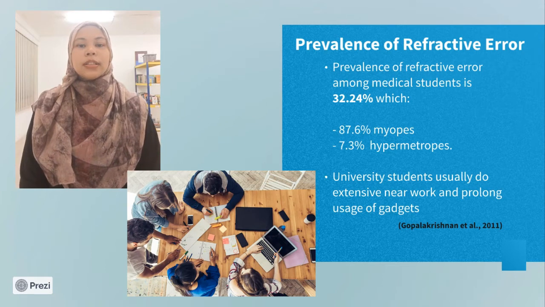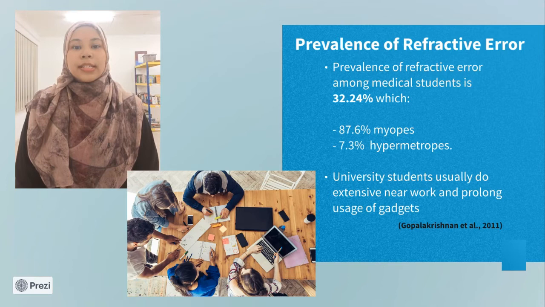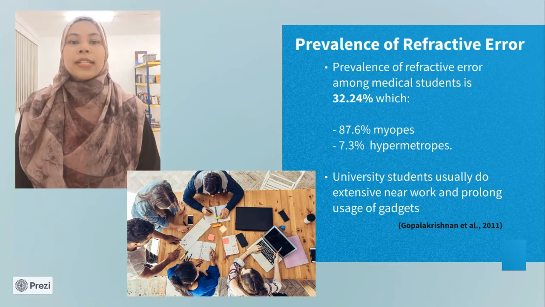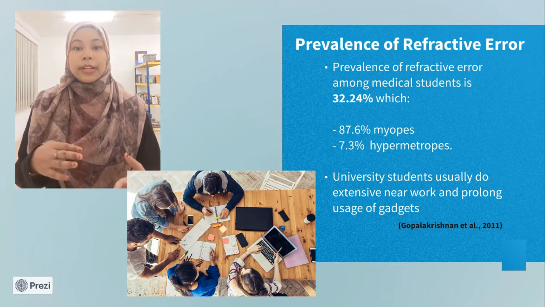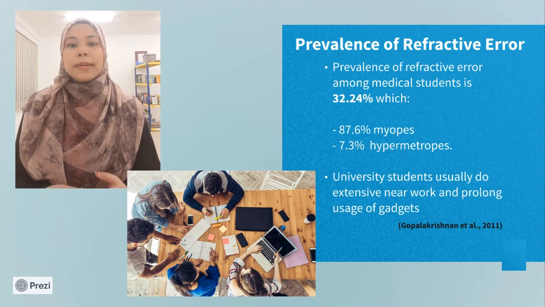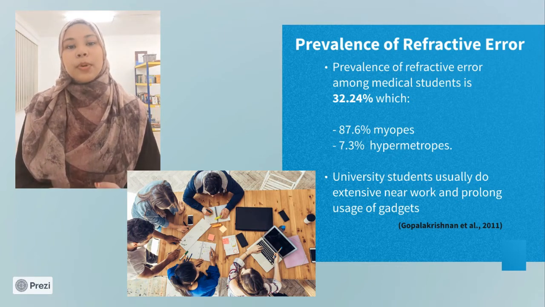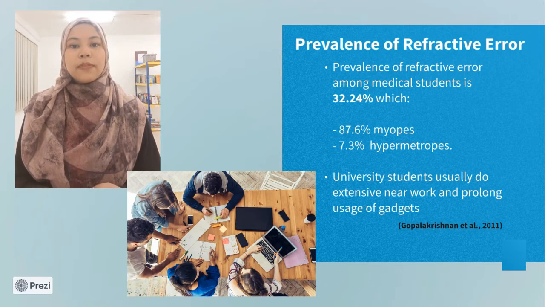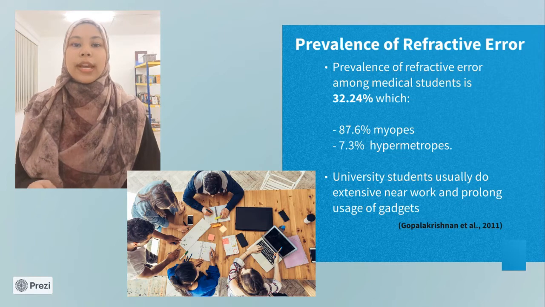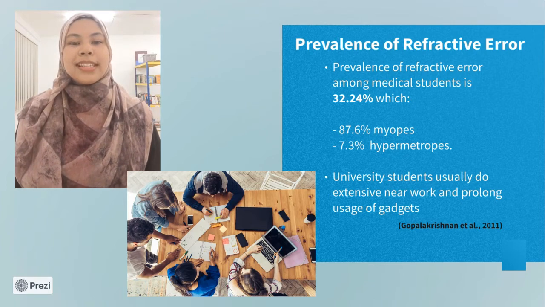First, let's take a look at the prevalence of refractive error among university students. Based on research conducted in AIMST University Malaysia, the prevalence of refractive error among university students is 32.24%, in which 87.6% were found to be myopes and 7.3% were hypermetropes. University students usually do extensive near work and also prolonged usage of gadgets such as smartphones and laptops, which might be the causes of refractive errors among university students in Malaysia.